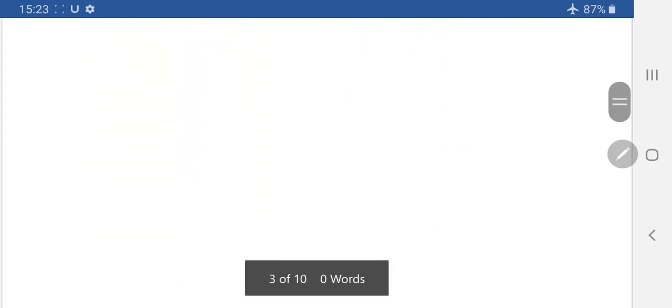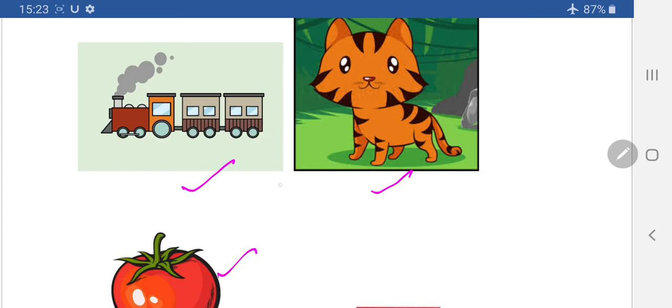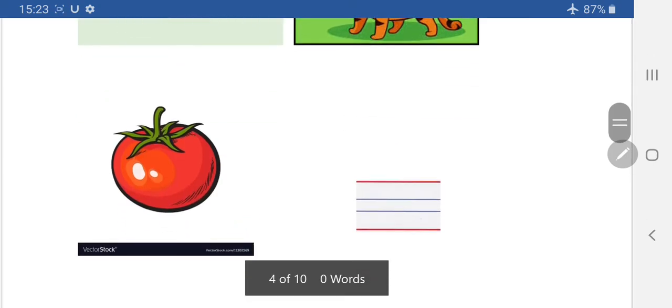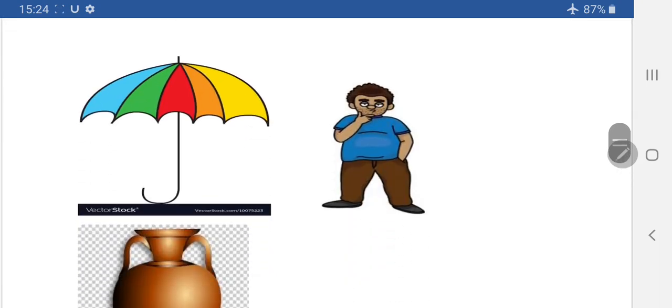Now next one is this. What is this? Train, tiger and tomato. Ta ta train, ta ta tiger and ta ta tomato. What is the sound of T? Ta. And how we will write T? First a sleeping line, then a standing line, touch the third line. Okay, got it.